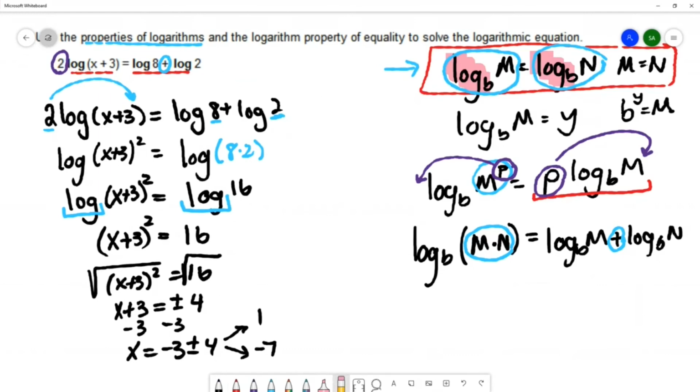Now, before we're done with this problem, we do need to check our work. Logarithms have restricted domains. Log of a negative number is undefined. Log of 0 is undefined as well. So when we check, we have to make sure that the solutions that we came up with are in the domain of the logs we have in the equation. So let me zoom out just a little bit so we can check.